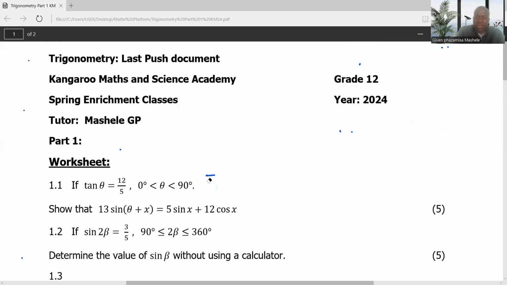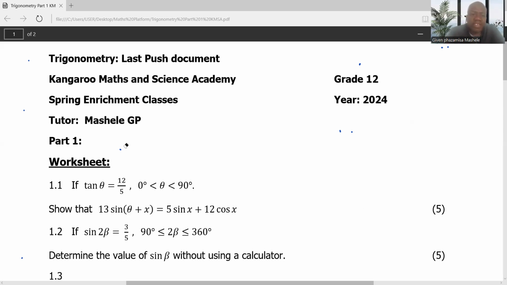And we need to show that 13 sine(theta + x) equals 5 sine x plus 12 cos x. I apologize, I'm saying sine theta, I mean sine x.